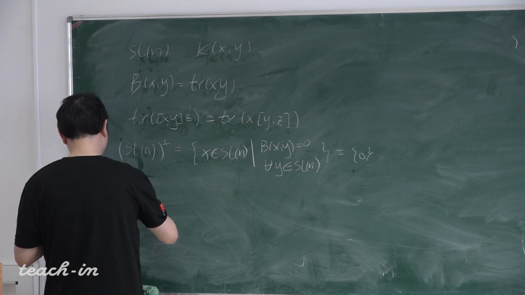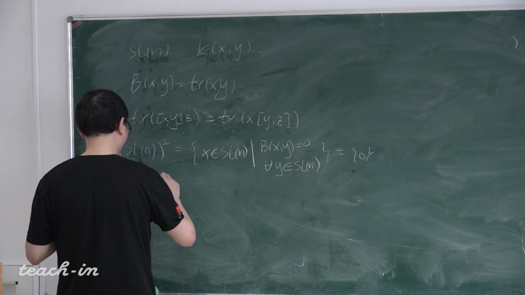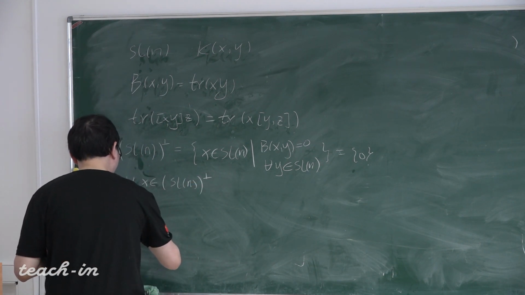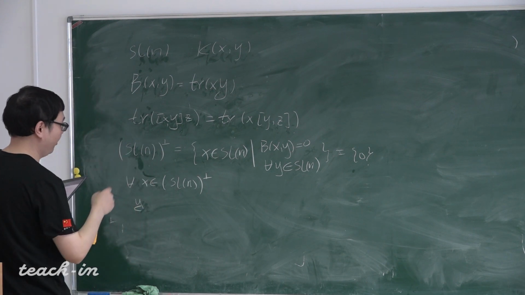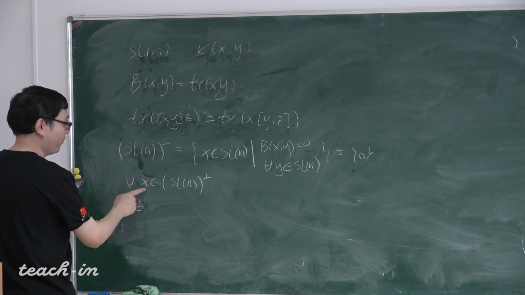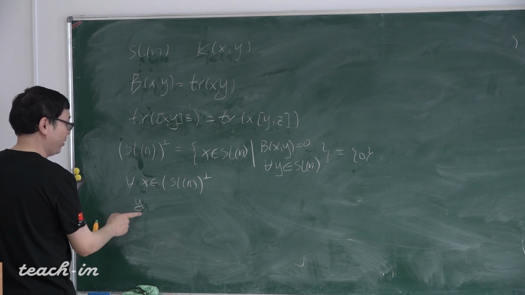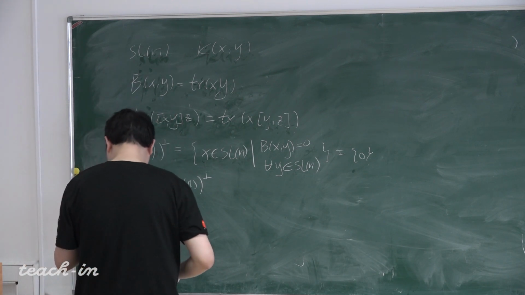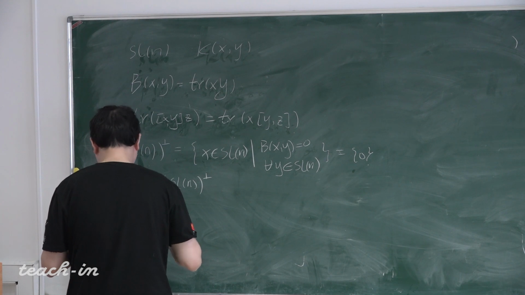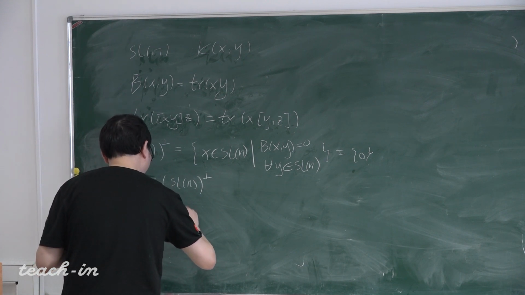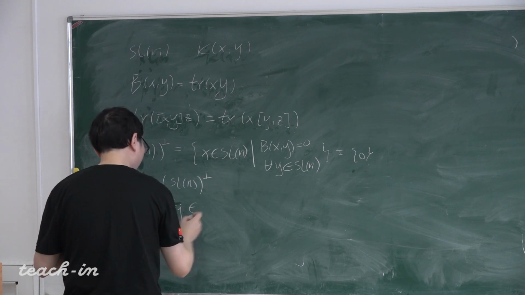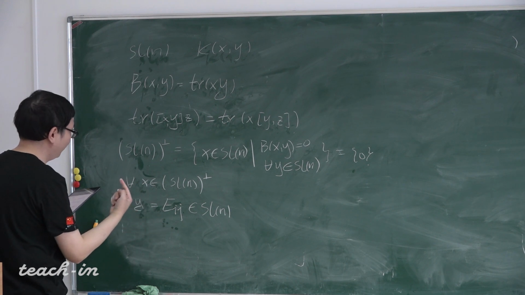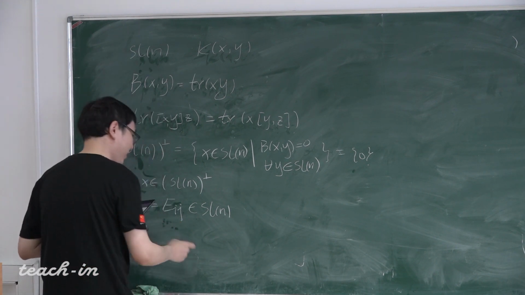And for any x here, we follow the same thought. For any x that is non-zero, we want to choose some special y to make this form non-zero. Okay, I choose y equal to Eij, with i not equal to j. As we said, this is a basis. This is one of the elements of the basis.